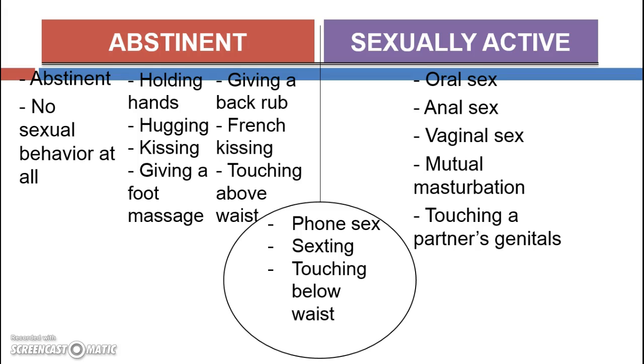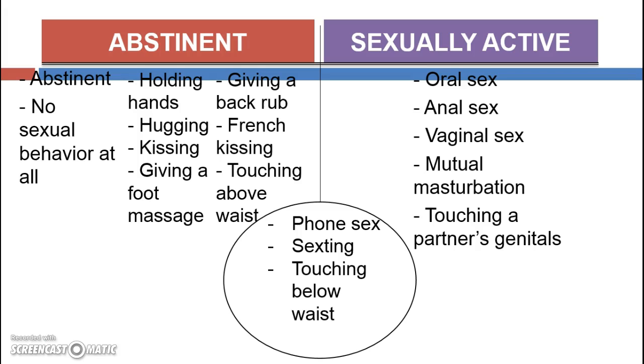So as you can see right here, what is abstinence? It is no sexual behavior at all. Holding hands, kissing, hugging, giving a foot massage, of course, would be abstinence. Giving a back rub, French kissing could lead to sexual activity, and touching above the waist.